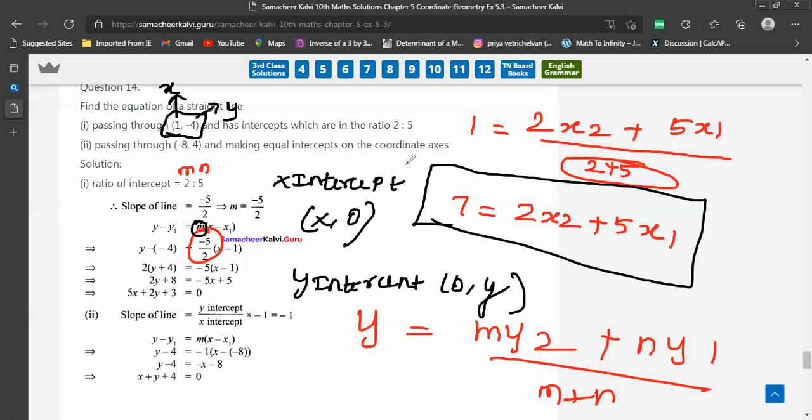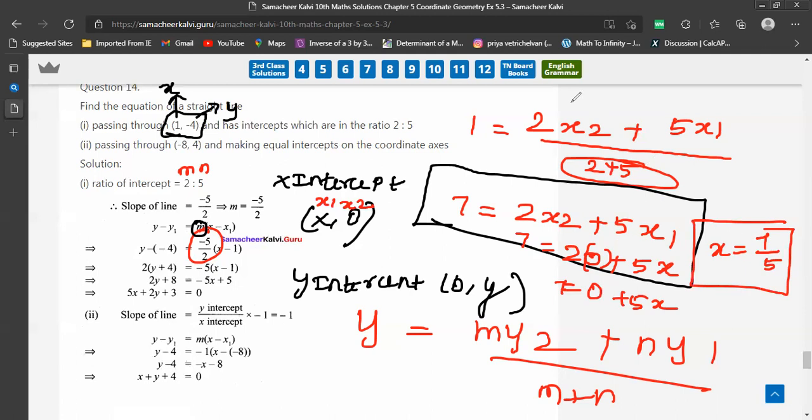So x2 will be 0. And x1 will be x. Yeah. You can substitute this as x1 and this as x2 in this. The x-intercepts can be assumed as x1 and x2. So if you replace this, it will turn into 7 equal to 2 into 0 plus 5 into x. So that will be 0 plus 5x equal to 7. So x is equal to 7 upon 5. So that will be your A. That is going to be your x-intercept, which is A. So A is equal to 7 by 5.